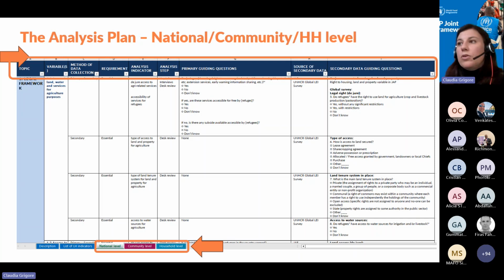Then the last two columns are about the secondary data. The source of secondary data will tell you where you can actually find that secondary data, if it's available. If you have none, it means you don't have any secondary data available that we have found so far. And then the last column, secondary data guiding questions, provides you the questions, if they were available and we had access to them, that were used to collect the secondary data that you'll be using as part of your analysis.